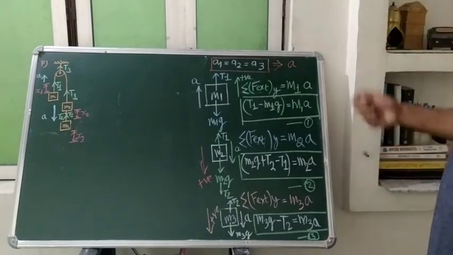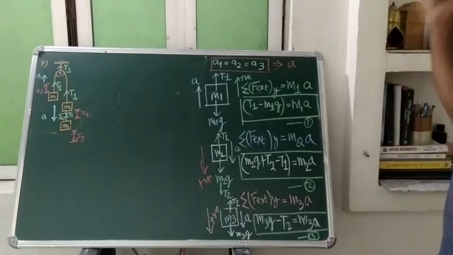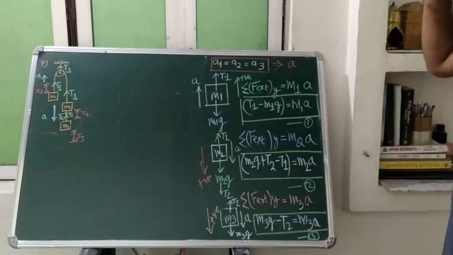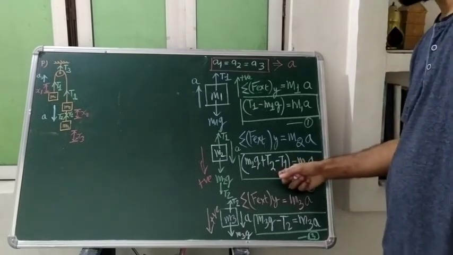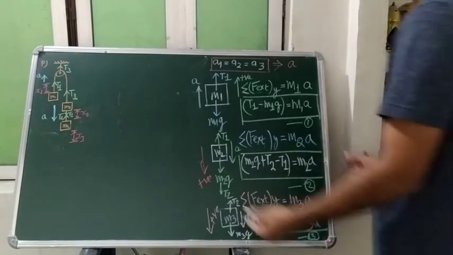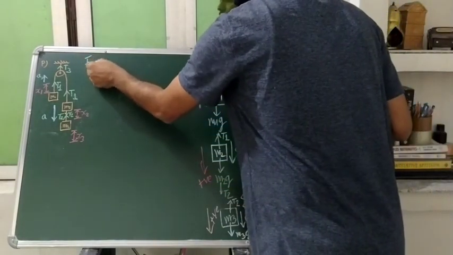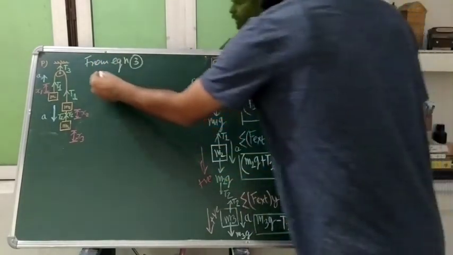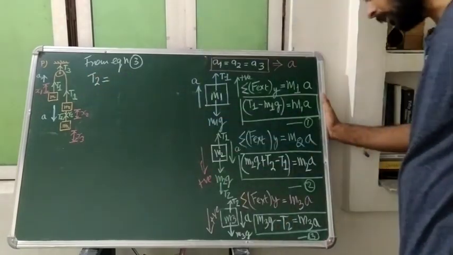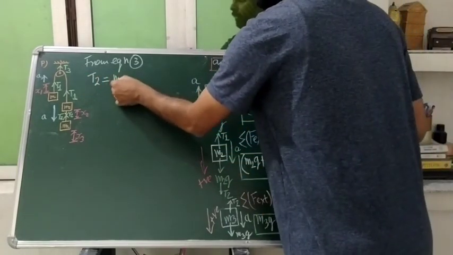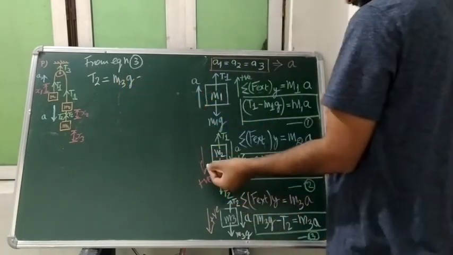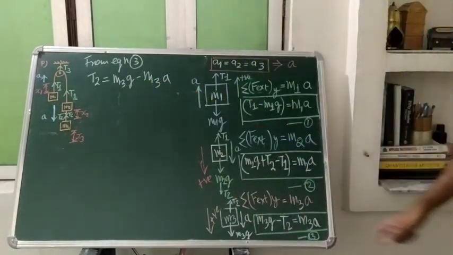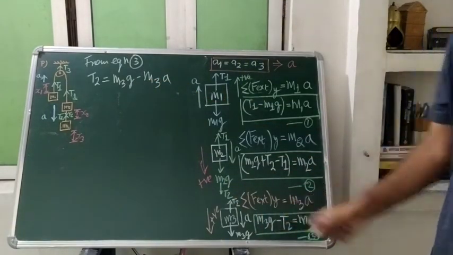So these equations we were getting. Now we will solve for the acceleration. First we should solve for the acceleration. So here you are seeing T1 and T2 are present. So what do we get from equation 3, student? From equation 3, our T2 will be equal to what? T2 will be equal to M3G minus M3A only. Getting it? T2 will go to this side, M3G minus M3A.